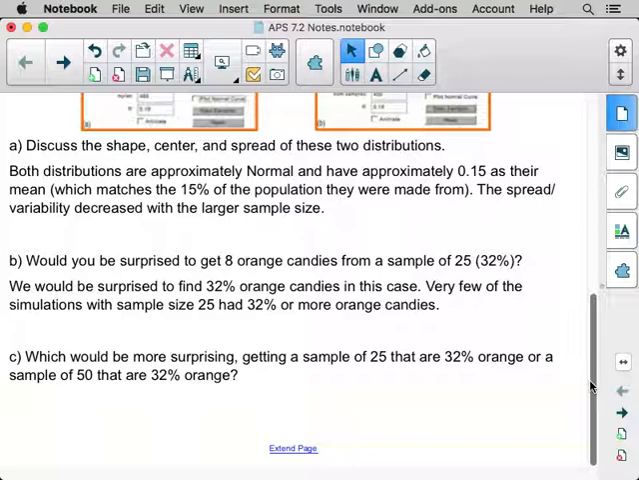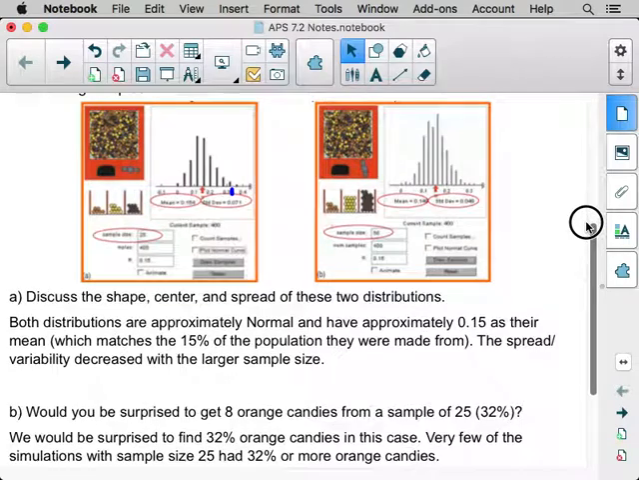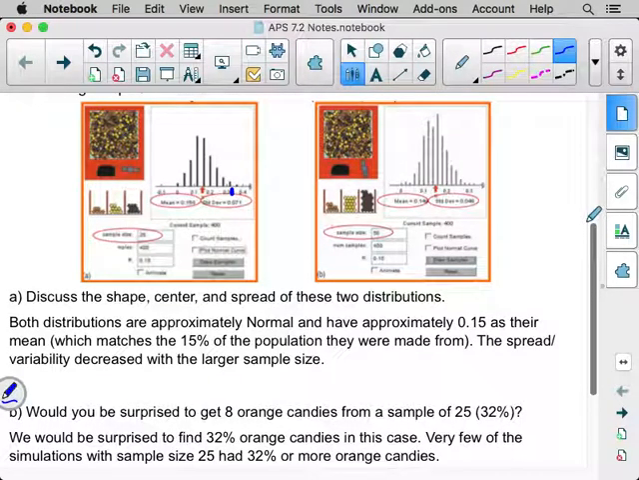Our next question, part C, which would be more surprising? Getting a sample of 25 that are 32% orange, or a sample of 50 that have 32% orange? So let's compare these graphs. So here, for a sample size of 50, to get a sample of 32% orange, wouldn't that be way over here? Looking at the sampling distribution, is that really even possible? Are you ever going to see a sample with 32%?